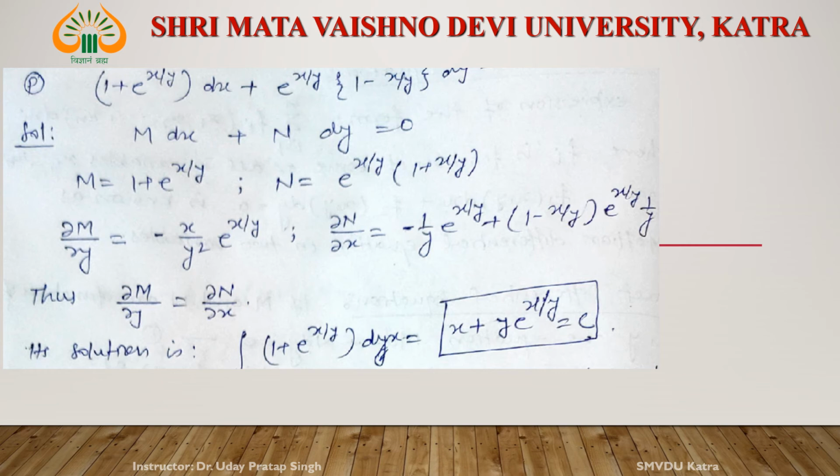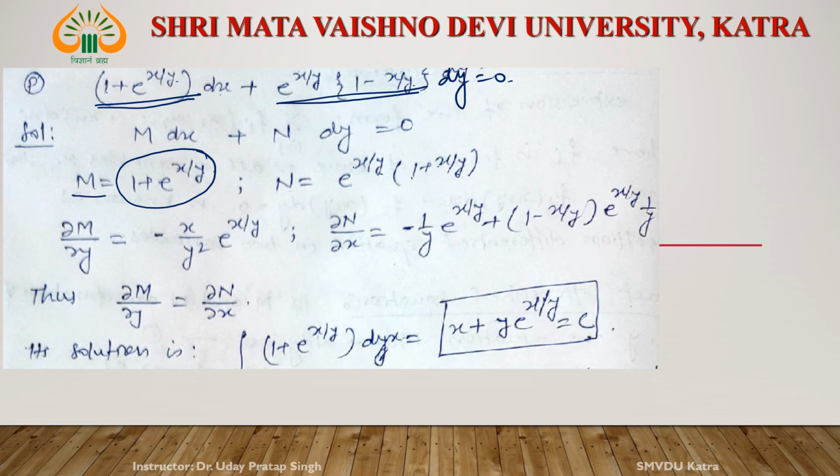1 plus e to the power x by y dx, e to the power x by y, 1 minus x by y dy equal to. Now see, this differential equation is of the form M dx plus N dy equal to 0. What is capital M? Coefficient of dx is capital M and coefficient of dy is capital N. What is capital M? 1 plus e power x by y.